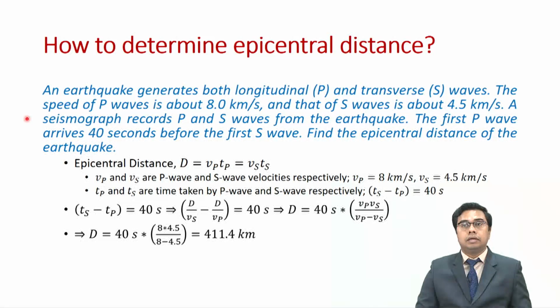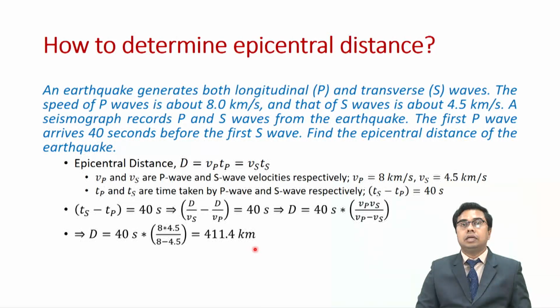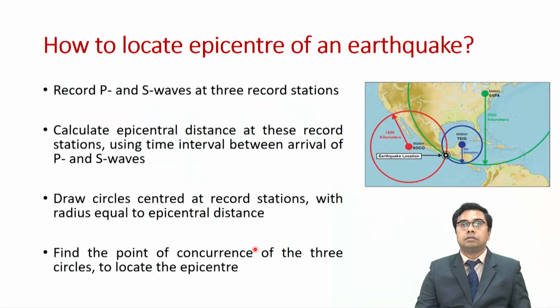We will substitute the value of Ts as d divided by Vs and Tp as d divided by Vp, and upon solving further, we get the value of d to be 411.4 kilometers. So the epicenter is located at a distance of 411 kilometers from the recording station. Now this is further taken forward to locate the epicenter of the earthquake.